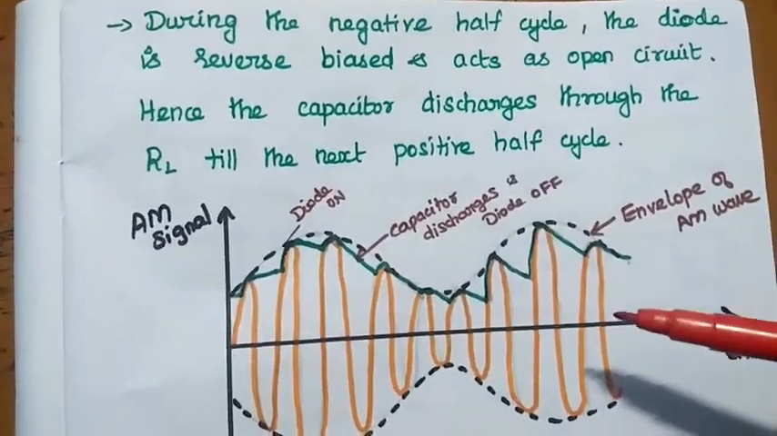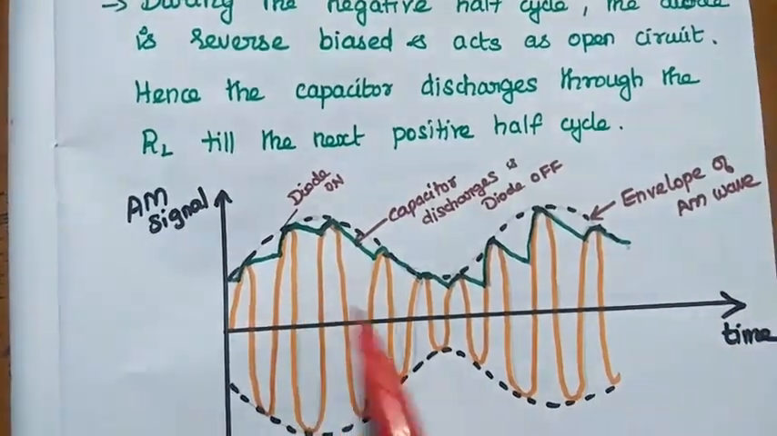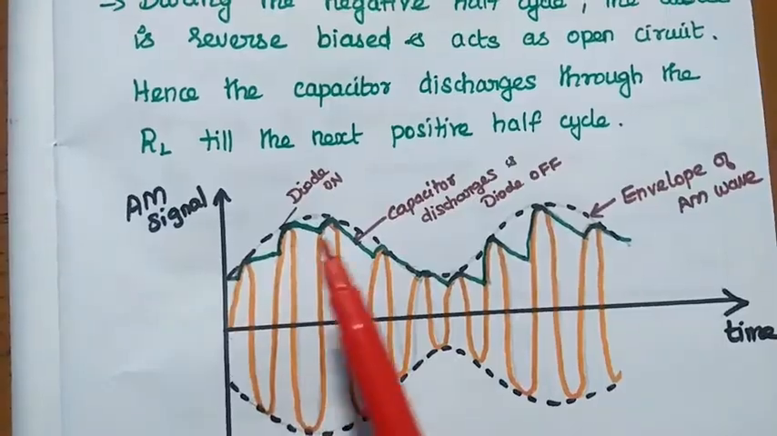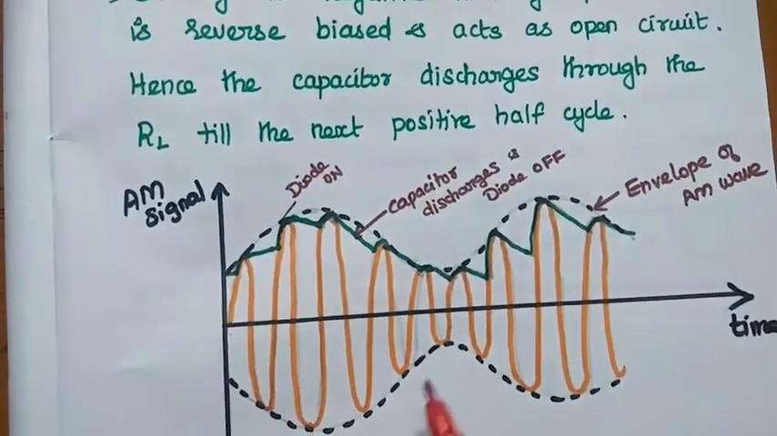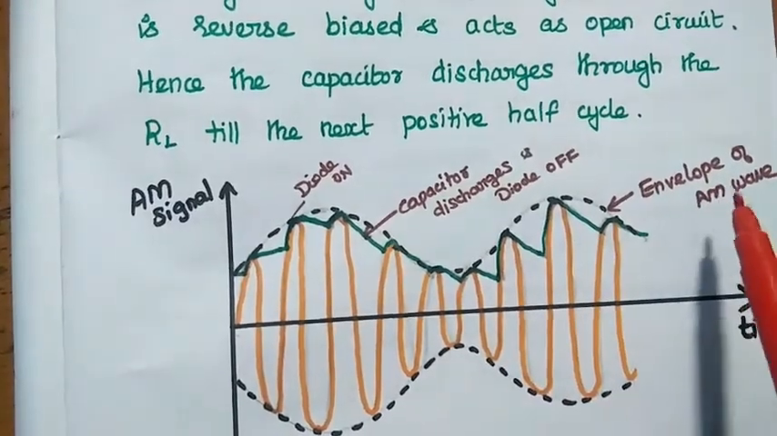So here you can understand the concept clearly. This is the signal diagram. This is the incoming amplitude modulated signal. The dotted line denotes the envelope of the AM wave.